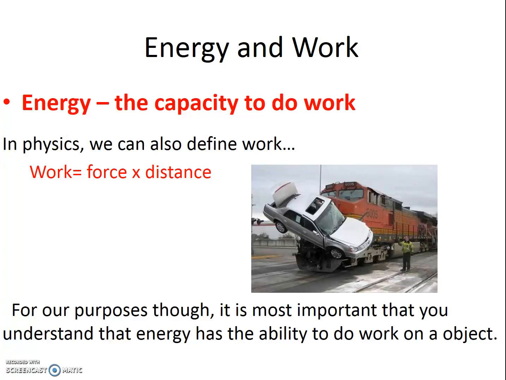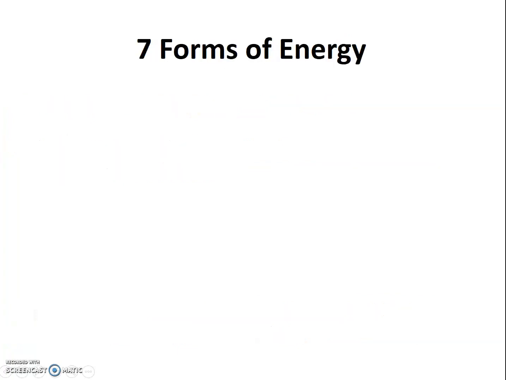For example, a fast-moving truck or train will do work on a parked car if they collide. The force of the truck will move the car a great distance. So in this manner, as your book points out, energy is the ability to move stuff. Notably, there are several physical forms of energy. Actually, to be more precise, there are 7 physical forms of energy.